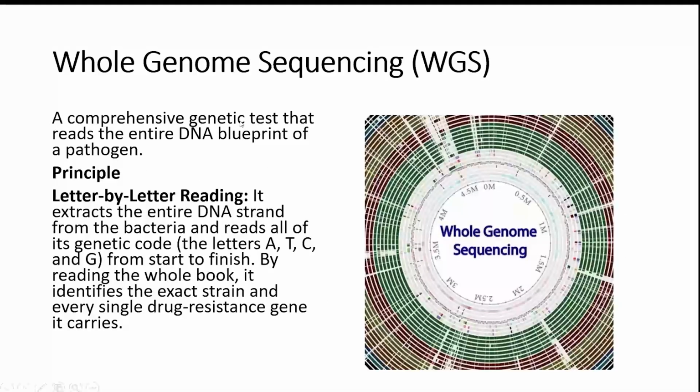Now, second method is whole genome sequencing. What is whole genome sequencing? It's a comprehensive genetic test that reads the entire DNA blueprint of the pathogen, right? So the entire DNA blueprint will be read in this system. How is it done? It is done by letter reading. It extracts the entire DNA strand from the bacteria and reads all its genetic code, A, T, C, G, everything from top to bottom. By reading the whole book, it identifies the exact strain and every single drug resistance these organisms carry.